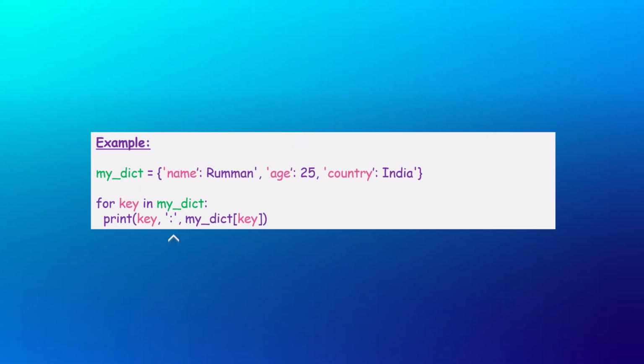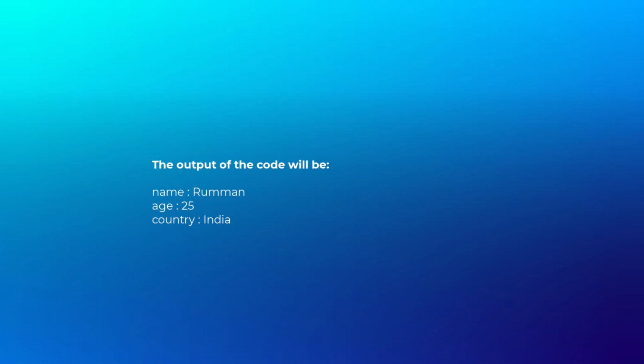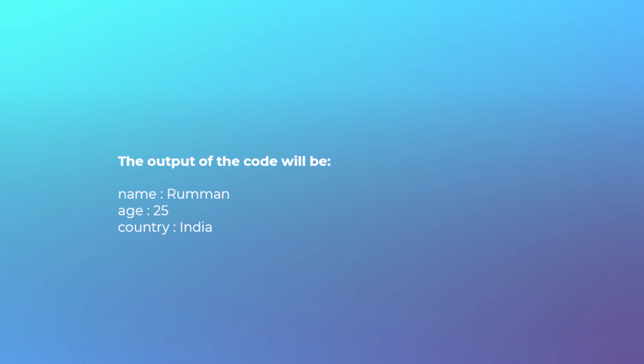The print function is used to print each key-value pair by accessing the values in the dictionary using square bracket notation, myDict[key]. The output of the code will be name, Ramman, age 25, country, India.